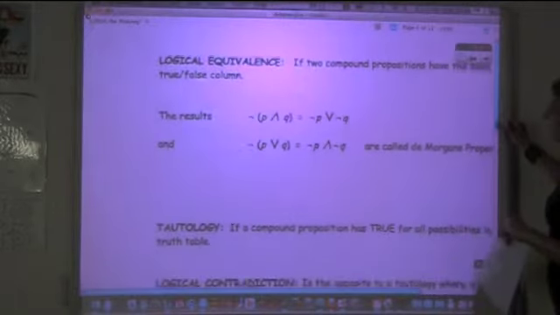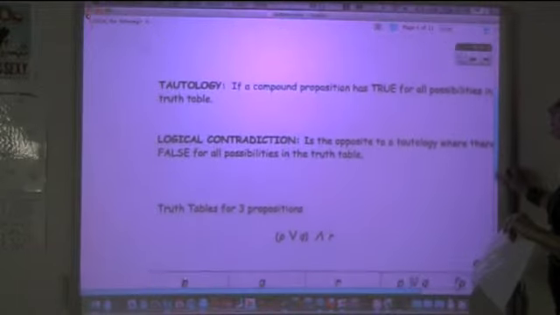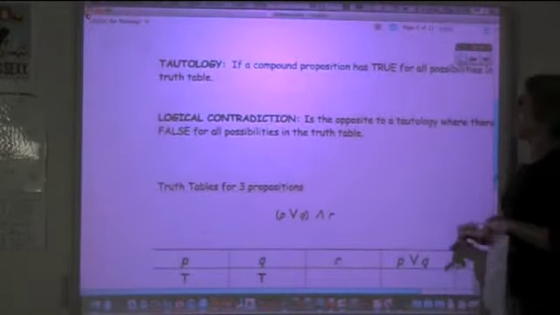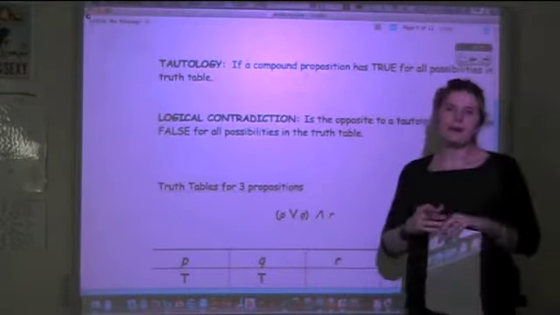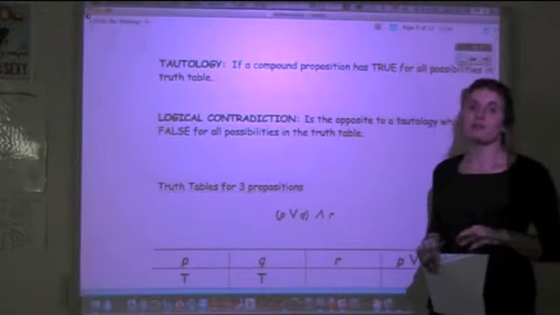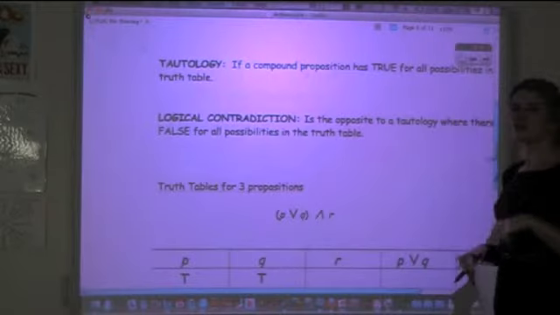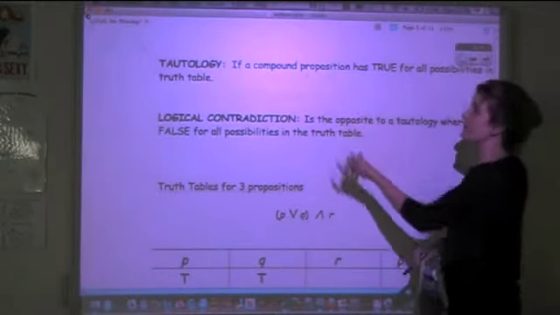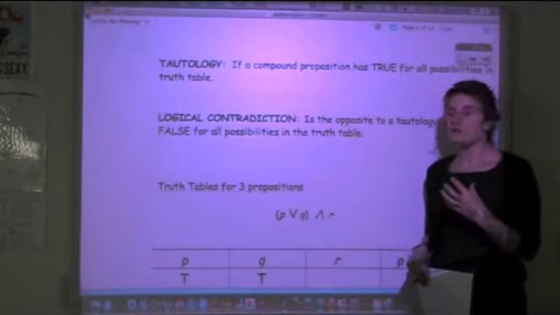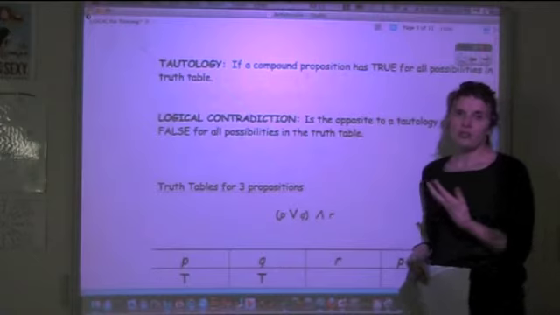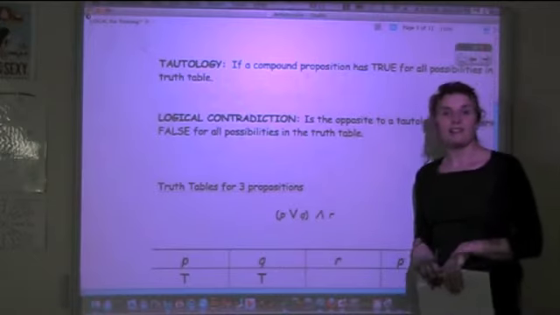So logical equivalence, when they've got two compound propositions that have got the same final column in your truth table. A tautology is if with your compound propositions, your final column in your truth table is all true. A tautology is all true. A logical contradiction, on the other hand, is the opposite of our tautology. It's when that final column in your truth table is all false. All true, tautology. All false is a logical contradiction. And that's the end of our session.